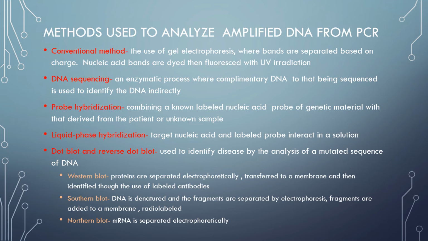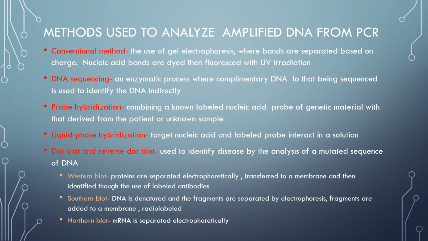Here we have the formation of hydrogen bonds between nucleotides of RNA and DNA. We have a liquid phase hybridization, where the target nucleic acid and labeled probe interact in a solution. And then we have dot plot and reverse dot plot, used to identify diseases by the analysis of a mutated sequence of DNA. Some other types are Western blot, Southern blot, and Northern blot. These are all methods that we can use to analyze DNA from PCR.